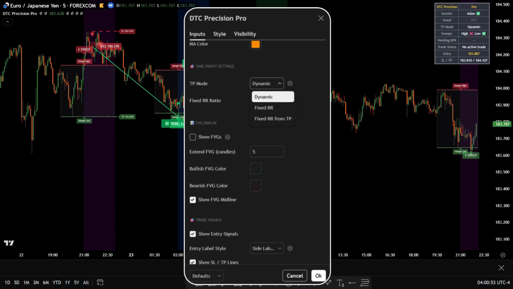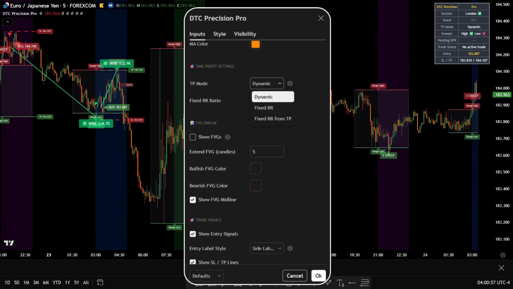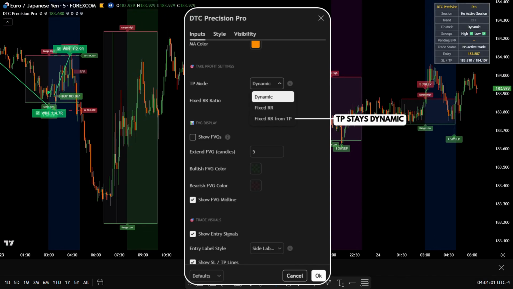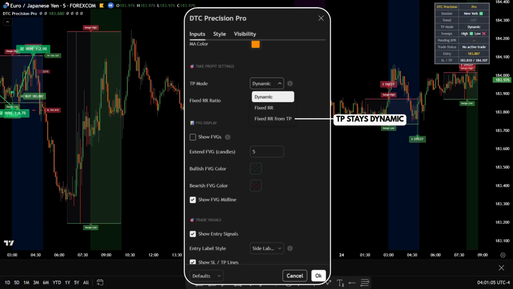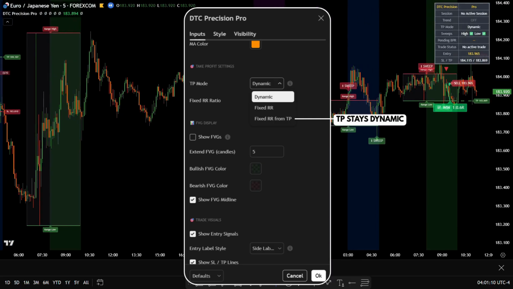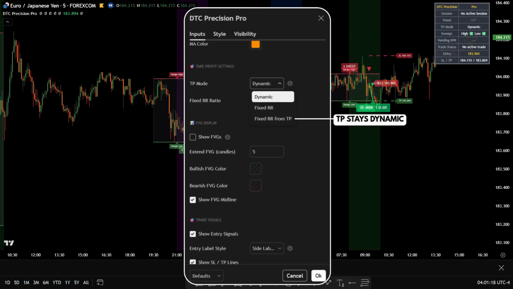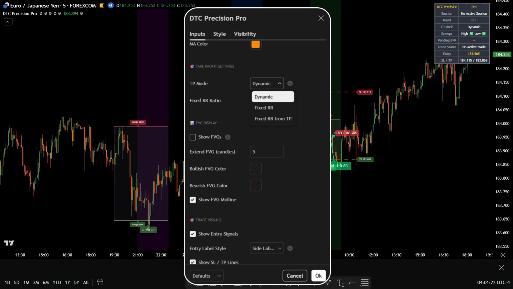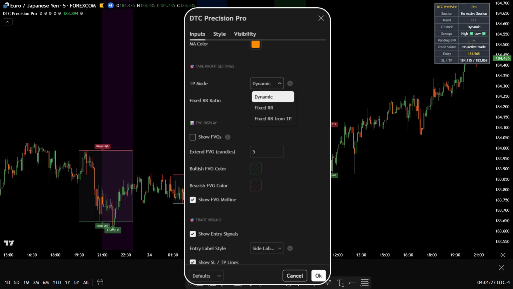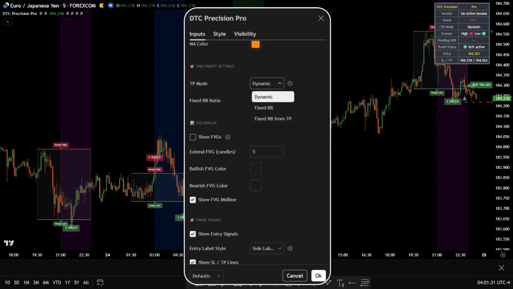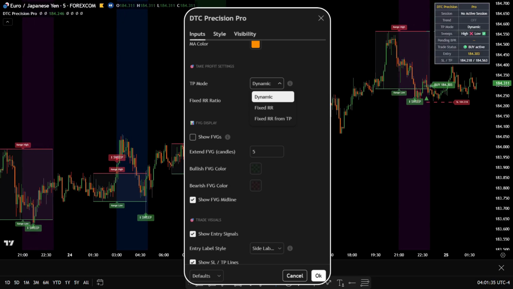Fixed RR from TP is the third option, and it works differently. Here, the TP stays dynamic and at the range level, but the stop loss gets recalculated backward using the ratio. So if the range target is 15 pips from entry and your ratio is 3, the indicator calculates 15 divided by 3 equals 5. Your stop gets set at 5 pips from entry instead of wherever the sweep extreme was.